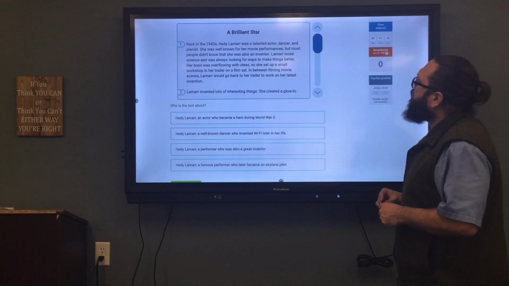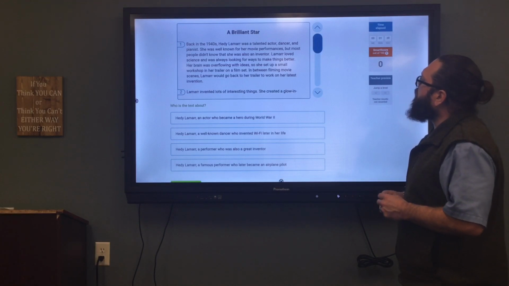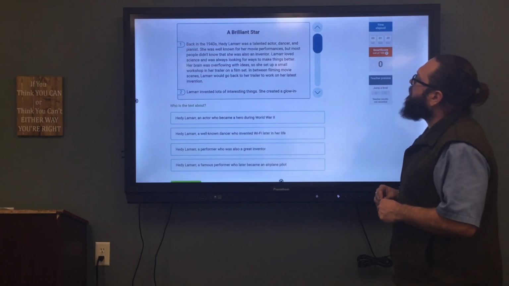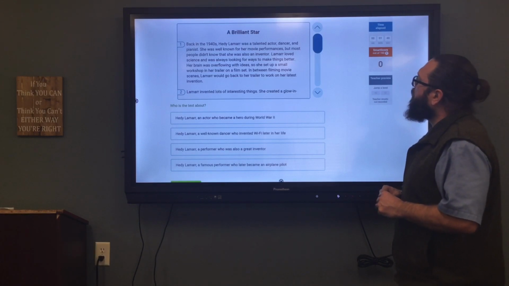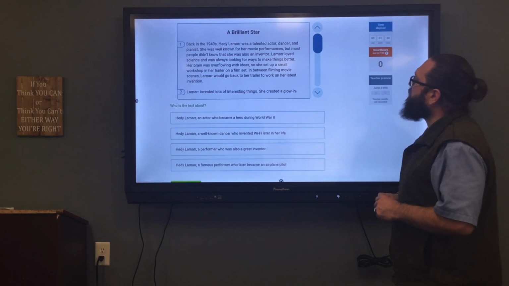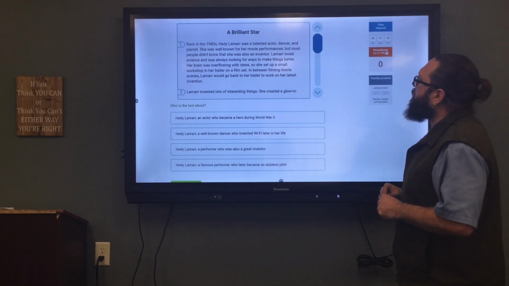Back in the 1940s, Hedy Lamarr was a talented actor, dancer, and pianist. She was well known for her movie performances, but most people didn't know that she was also an inventor. Lamarr loved science and was always looking for ways to make things better. Her brain was overflowing with ideas, so she set up a small workshop in her trailer on a film set.